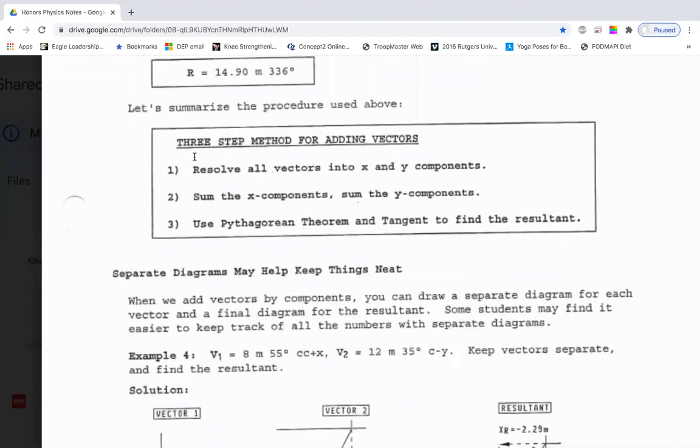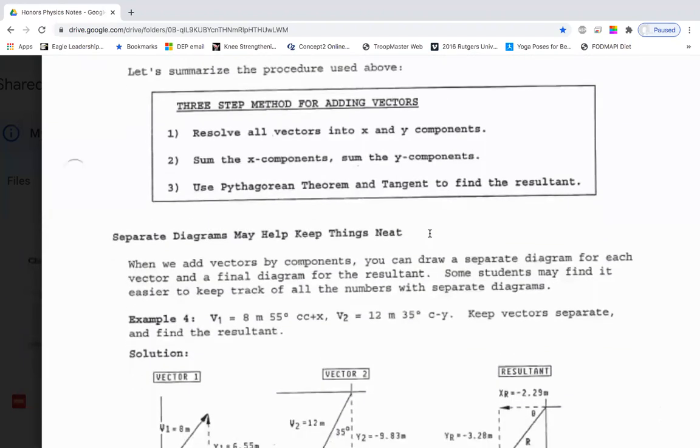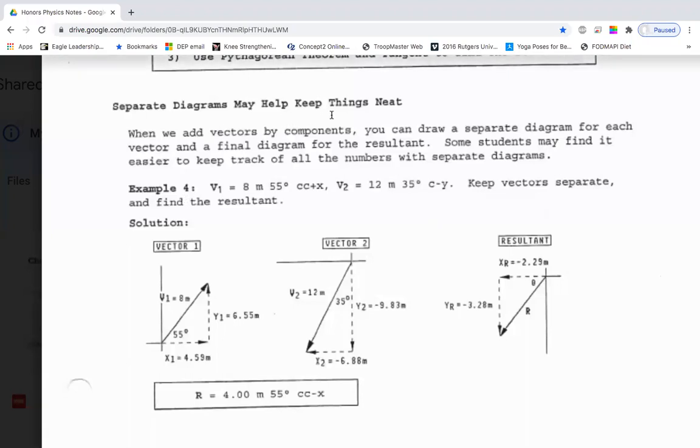So here is the 3-step method for adding vectors. This works for any number of vectors. You could have had 50 vectors and it would all be the same. Resolve all vectors into x and y components. Sum the x components, sum the y components. Then use the Pythagorean theorem and tangent to find the resultant. Separate diagrams may help keep things neat. There's no need to do everything on one sheet of paper when you're doing the math.